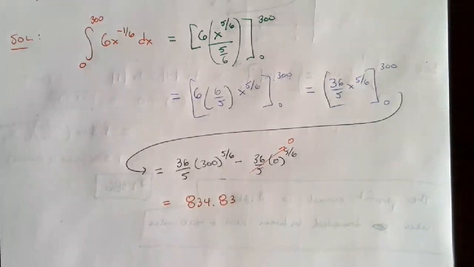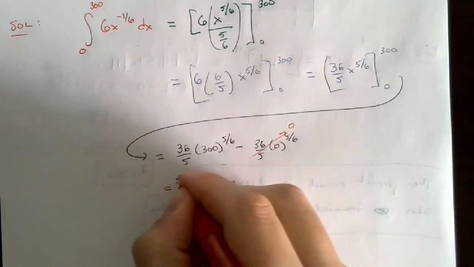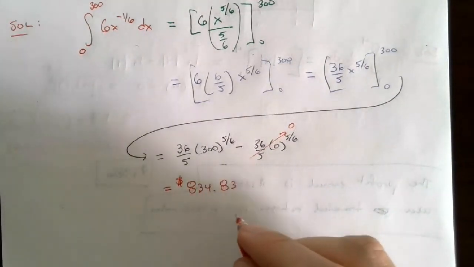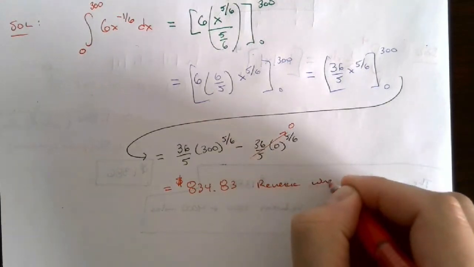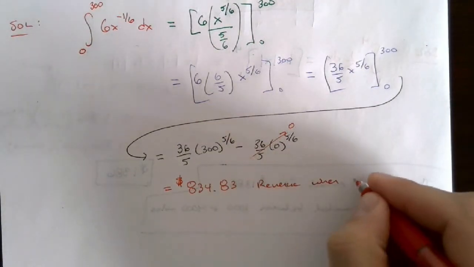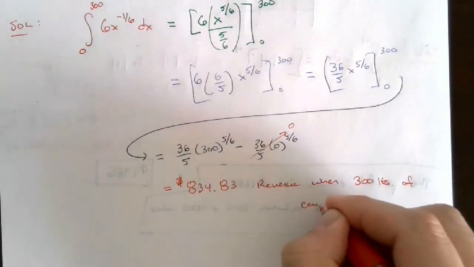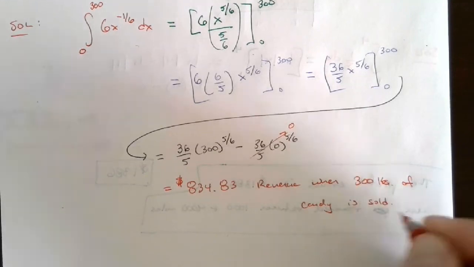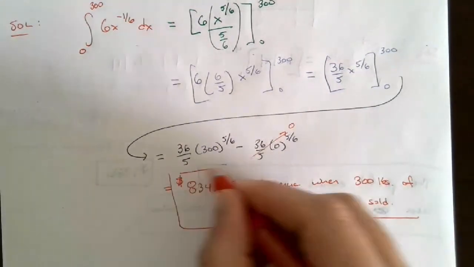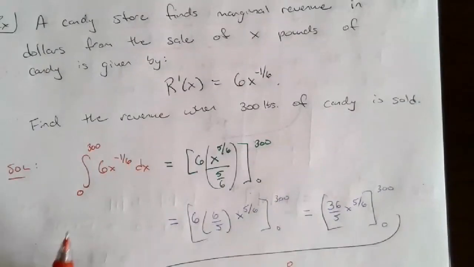So this equals 834.83. What are the units on it? Well, remember what we're finding. We're finding the revenue, so the units on this are dollars. And be specific. This is the revenue when 300 pounds of candy is sold. So because they didn't tell you the starting point, you're just saying, when I started it was at 0 pounds of candy, and then I sold up to 300.